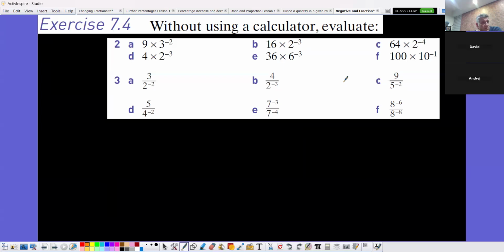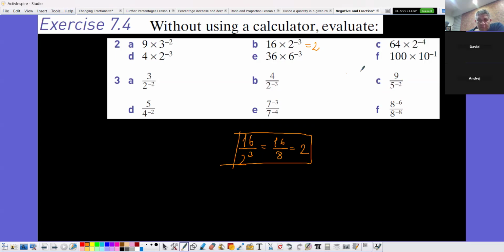Okay. So 16 times 2 to the power of minus 3, which should be 16 divided by 2 to the power of 3, because when the power is negative, we are sending it down, which is equal to 16 over 8. That's equal to 2. So the answer of this one is 2, but you have to show me this in the exam also. Do not forget that one.